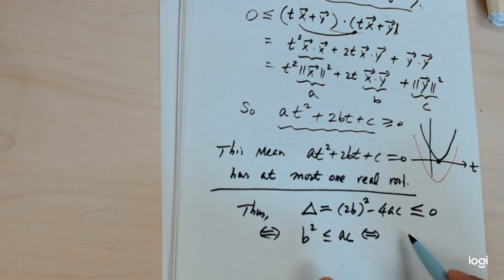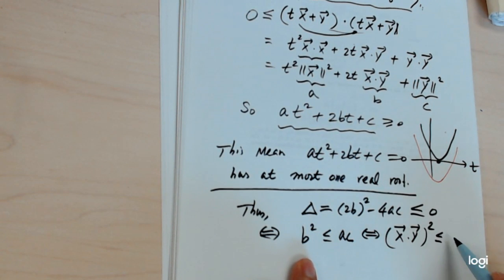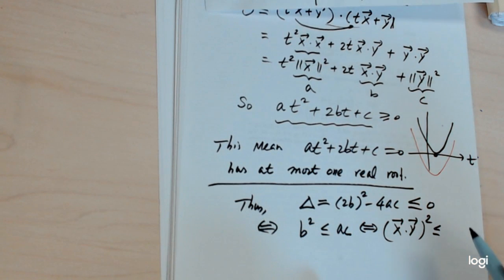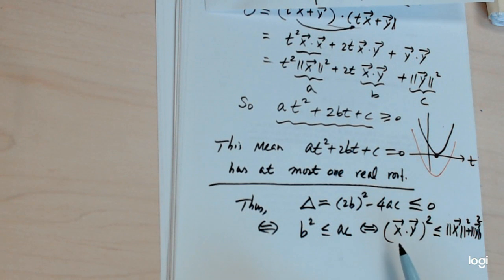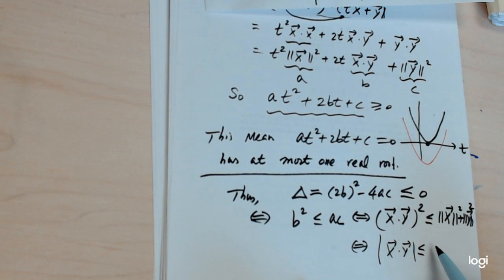Here b is x dot y, so the square of this is less or equal to x norm squared times y norm squared. And we take the square root on both sides. That means the absolute value of this dot product, which can be negative, is less or equal to, sorry, this is supposed to be the product here. This is not addition, it's a product.